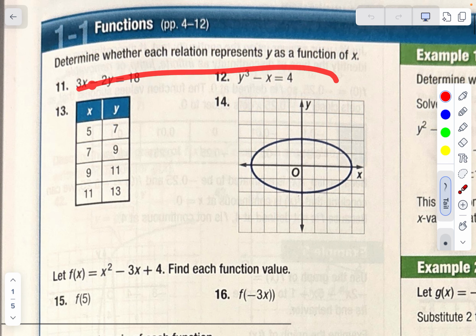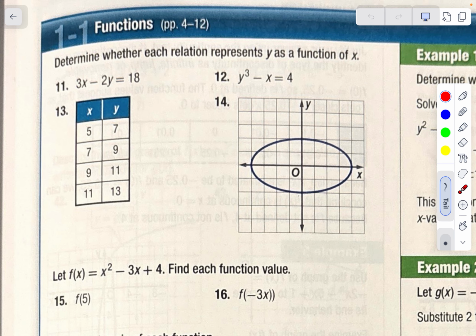So let's go over and do these ones right here. Number 11 says, is this a function of x? If you can solve it for y, and your y is very simple, that's one way to determine it's a yes or no. Think about what this is. Both the x and y are separated. It's a linear equation. If we were to graph it, it's a line. So that's also a yes. Now, from a table like 13, you just have to look at the x's only. As long as the x's are all different, that's also a yes.